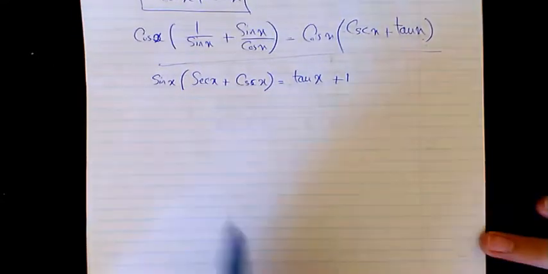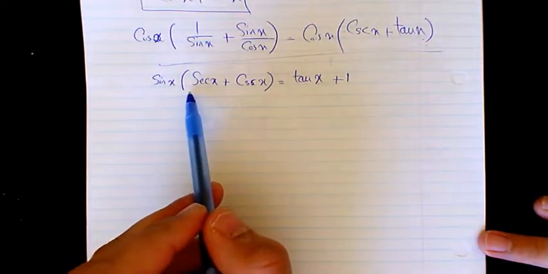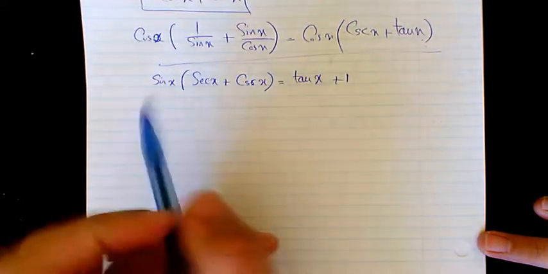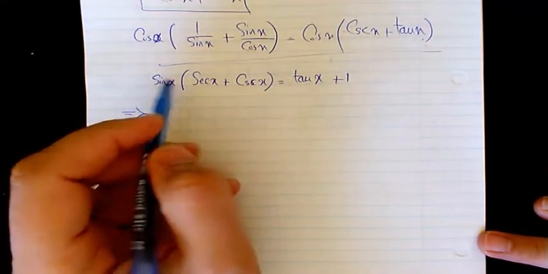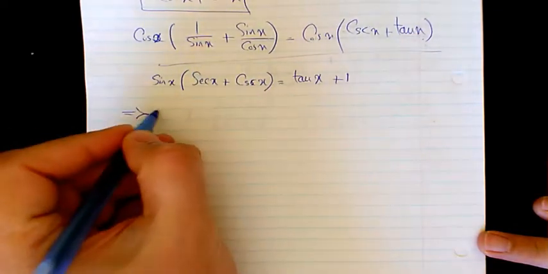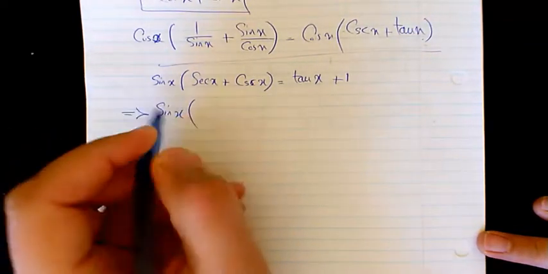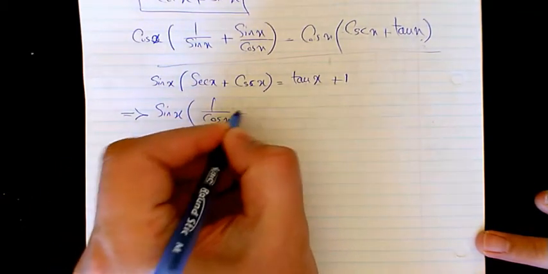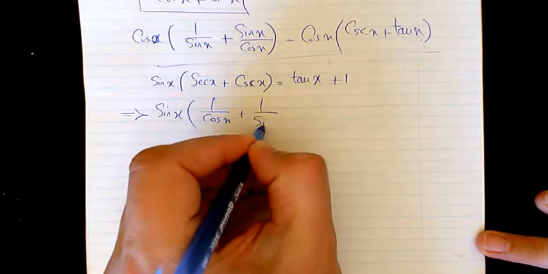So in this example, I have sine x multiplied by secant x plus cosecant x equals tan x plus 1. So now you see here, that's the more complicated side, so I want to expand it. Secant is 1 over cosine x. Cosecant is 1 over sine x.